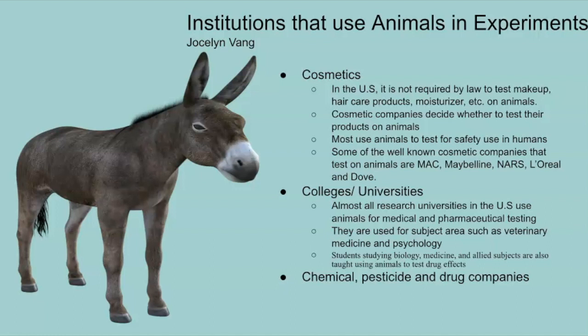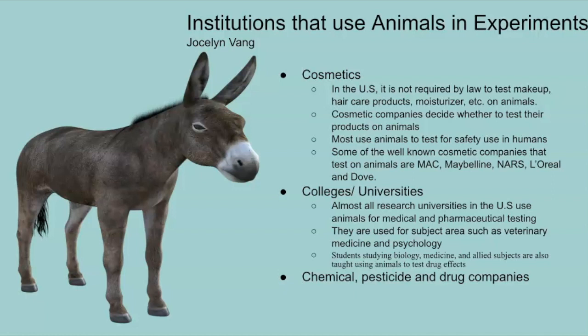Institutions that use animal experiments: cosmetics. In the United States, it is not required by law to test makeup, hair care products, moisturizers, etc. on animals. Cosmetic companies decide whether to test their products on animals. Most use animals to test for their safety for use in humans. Some of the well-known cosmetic companies that test on animals are MAC, Maybelline, NARS, L'Oreal, and Dove.